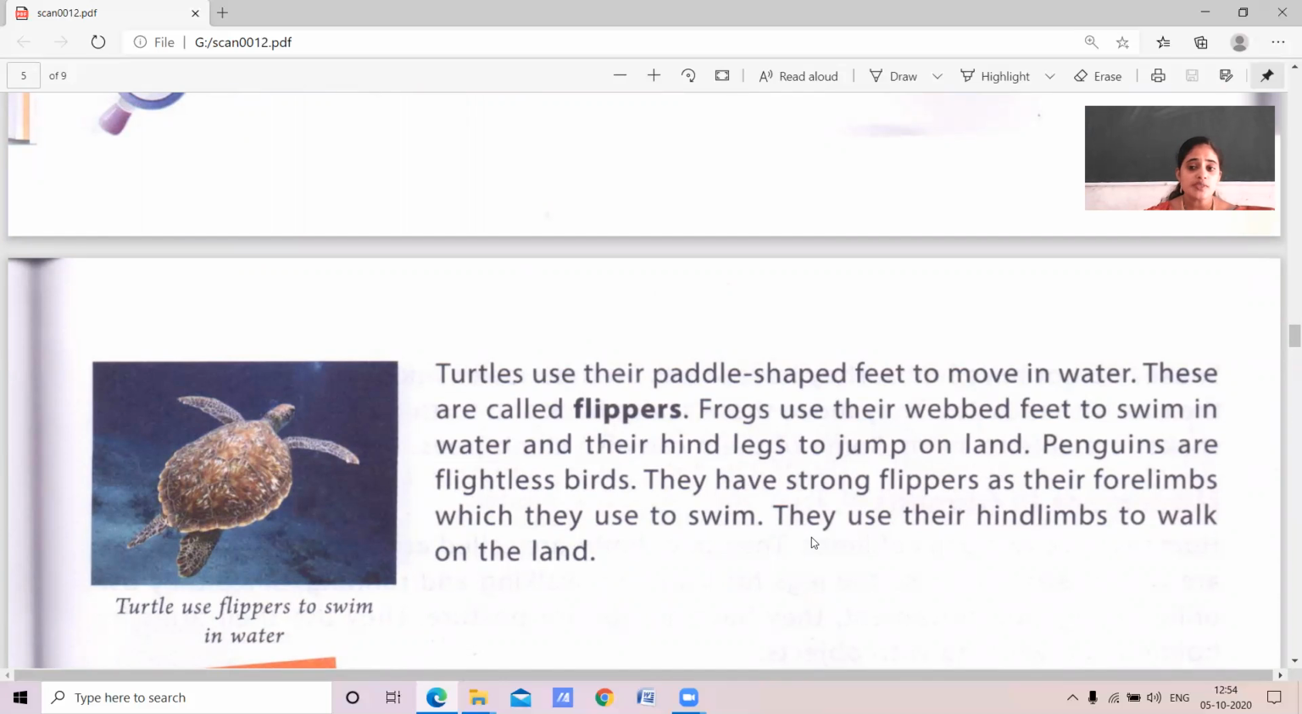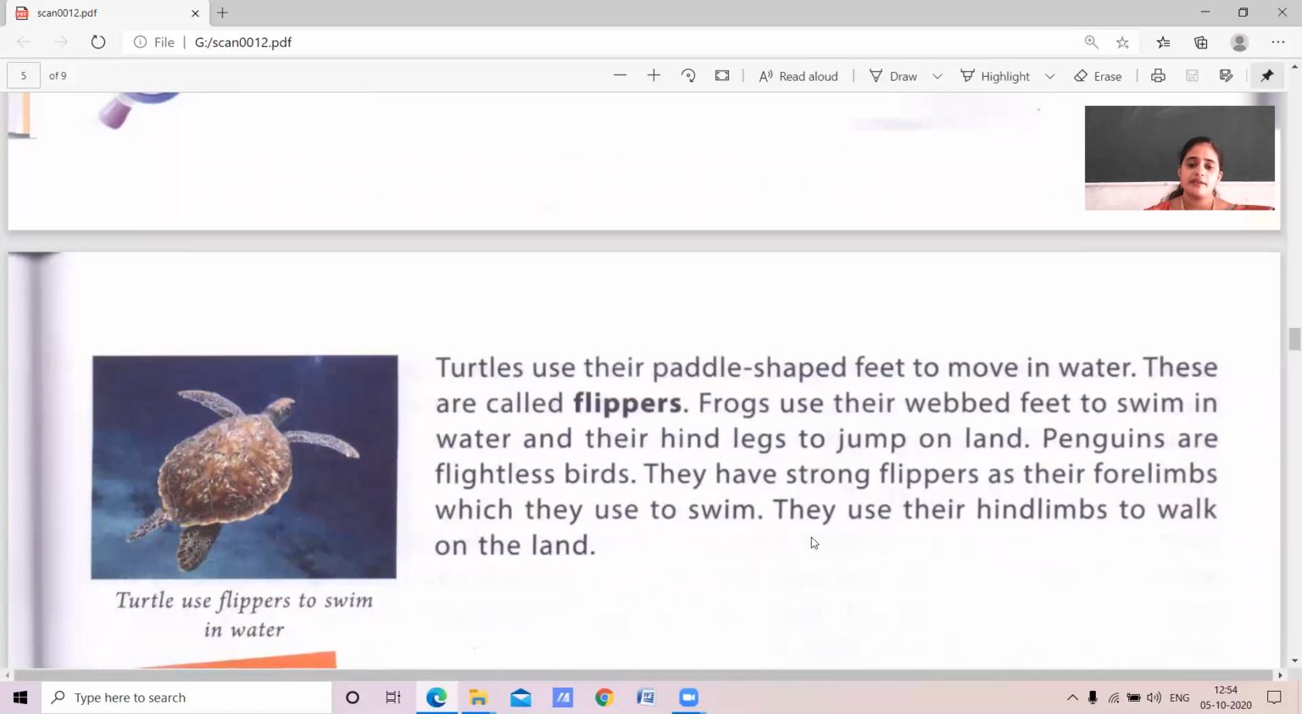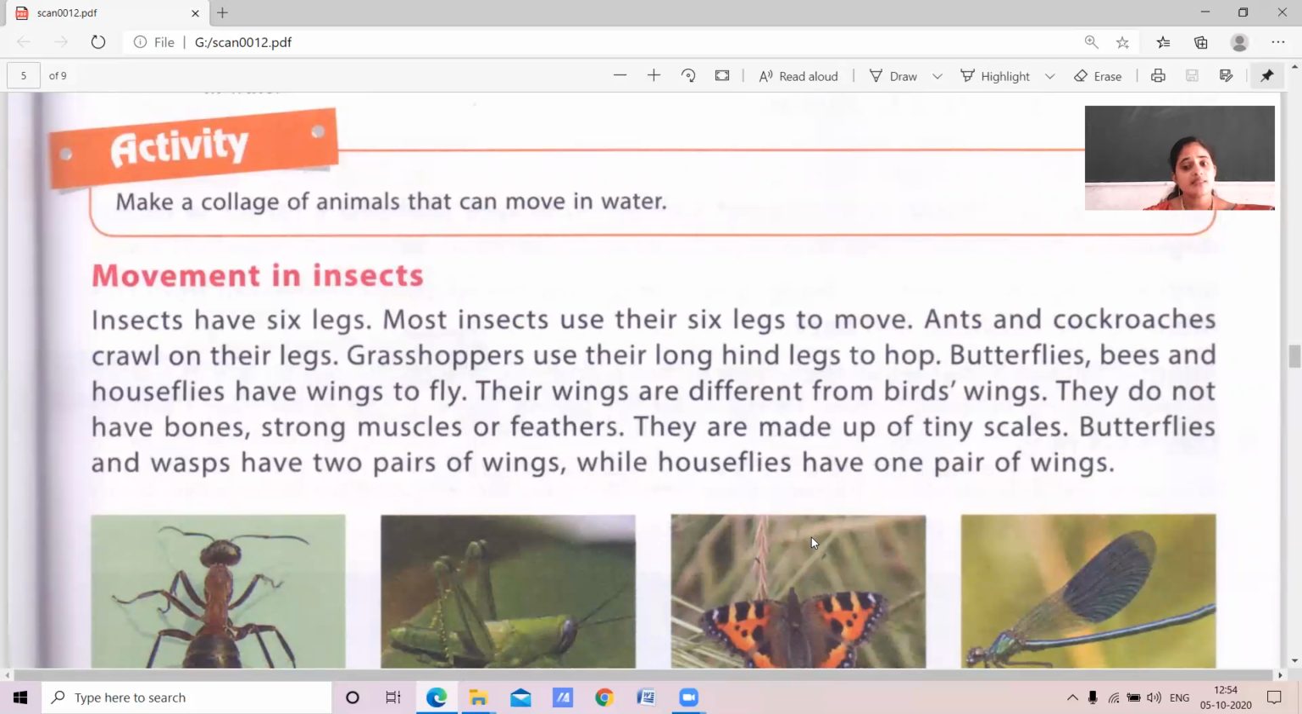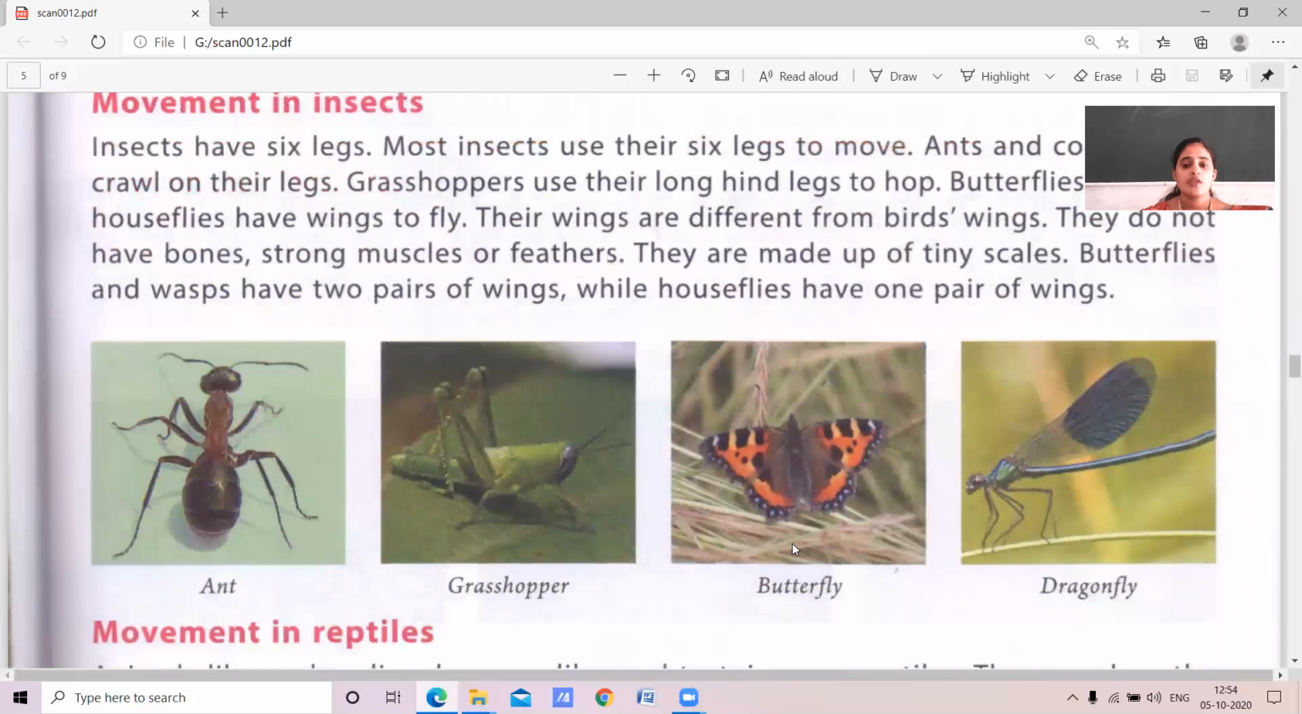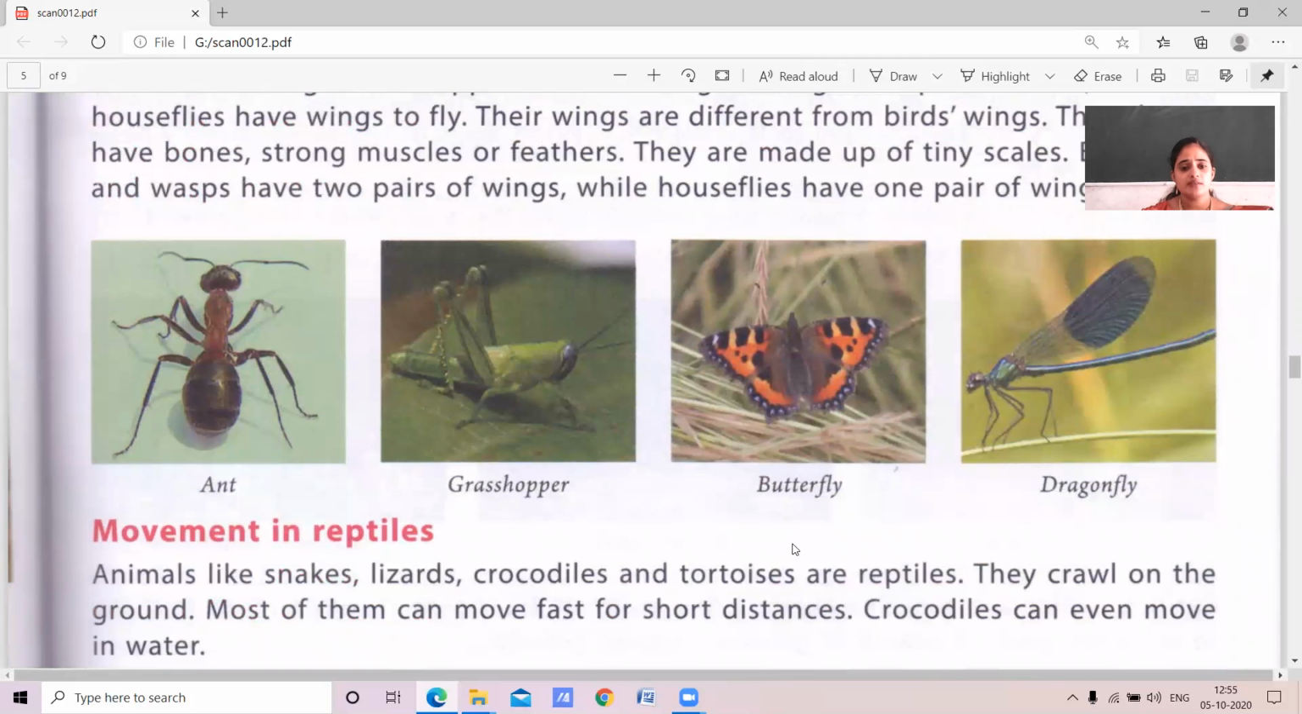water. Frogs use webbed feet to swim in water and hind limbs for jumping. Penguins have flippers as forelimbs, which they use to swim, and hind limbs for moving on land. Insects have legs, and all the legs show movement. Butterflies, bees and houseflies have wings, but the wings are not like a bird's wings. By the wings, they show movement.